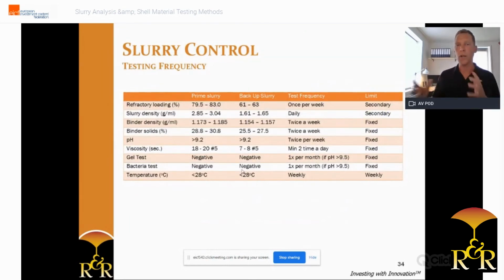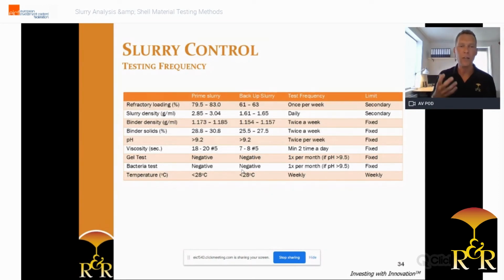So now we've discussed all the tests. The question comes, how often do I need to perform slurry analysis? And this is a table I normally leave my customers with that explains exactly what the slurry should look like, what the specifications are, test frequency, etc.